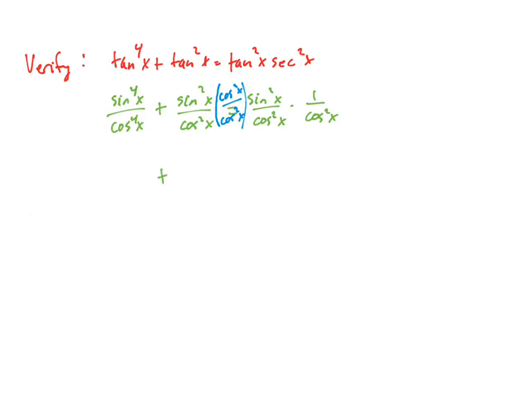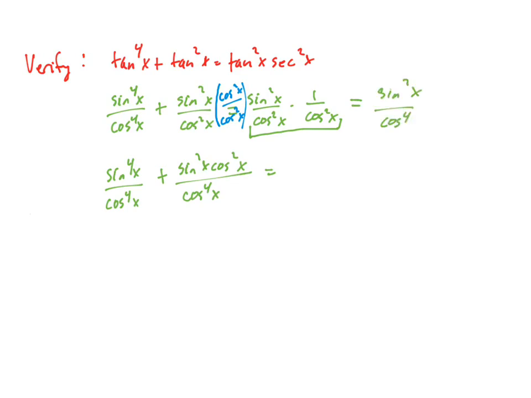Okay, so what we end up with on the left-hand side is sine to the fourth of x over cosine to the fourth of x plus sine squared of x cosine squared of x divided by cosine to the fourth of x is equal to, now I'm going to show you what not to do, what I was referring to on the previous example. Sometimes students, when multiplying these two together, will write an equal sign here and write sine squared of x over cosine to the fourth of x. That is not how you should be doing this. We need to write that step directly below.